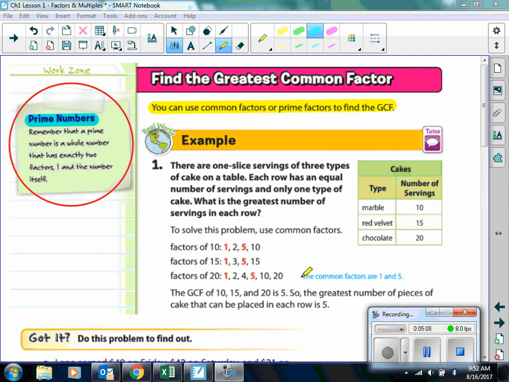Now, I want to tell you, when you're listing your factors, you're always going to have 1 as a common factor, right? Okay, so if 1 is your greatest common factor, then you're just going to have to multiply the numbers together, okay?